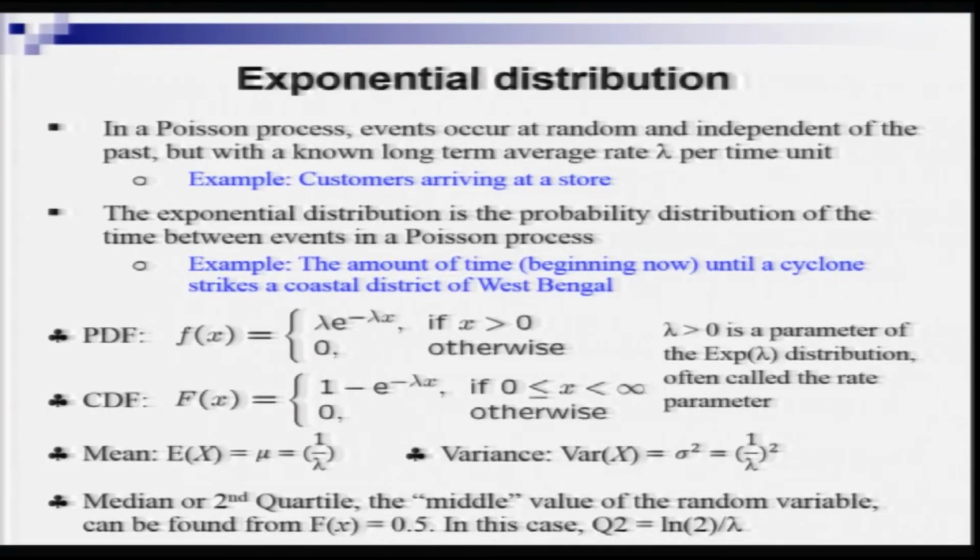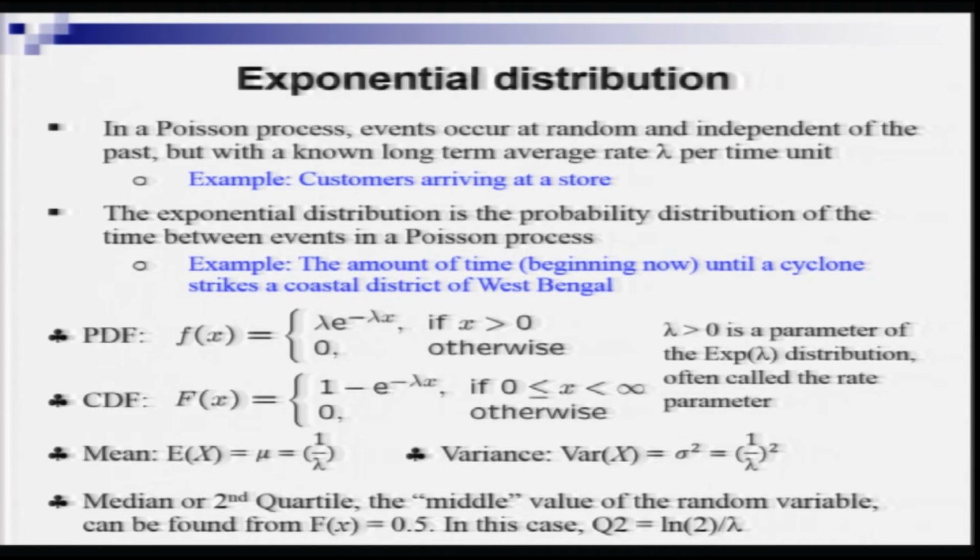Now, in this slide the last topic we are going to cover is about median. The median, or the second quartile, of the continuous random variable x is basically the middle value of the variable, and it can be found from the CDF. You have to do a very simple thing: equate the expression of capital F x to 0.5 and then solve for the value of x, and this is the way you can get the value of median. So, in this particular example, the q2 value or the median value is natural log of 2 divided by lambda.